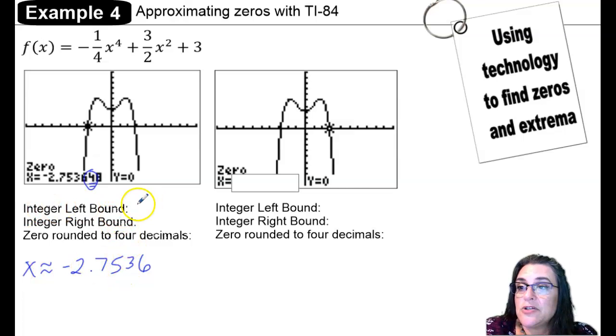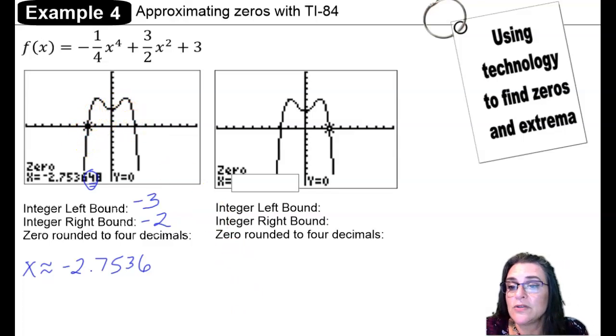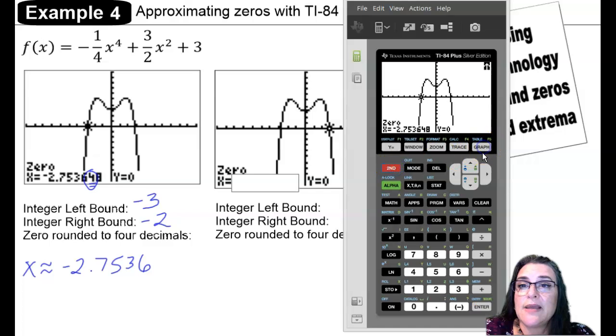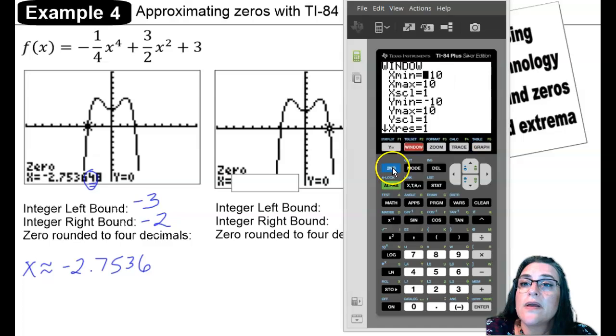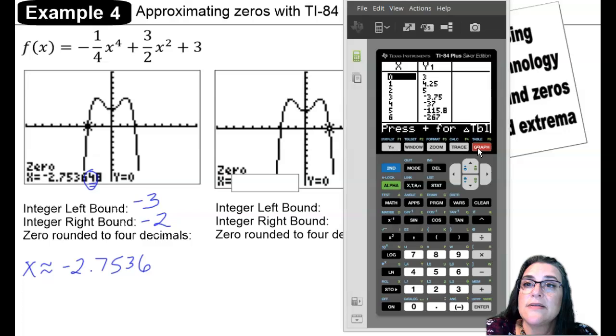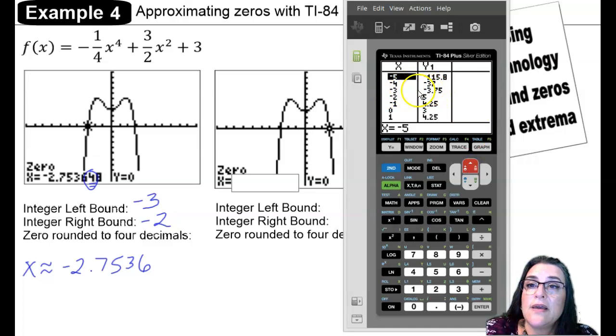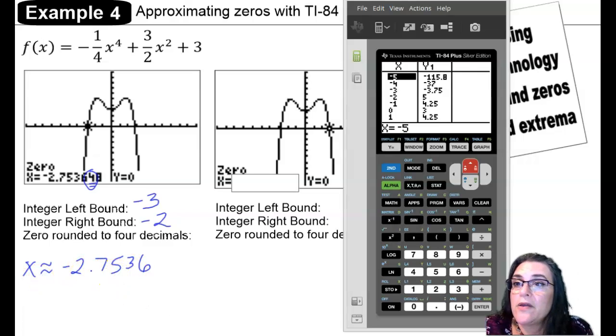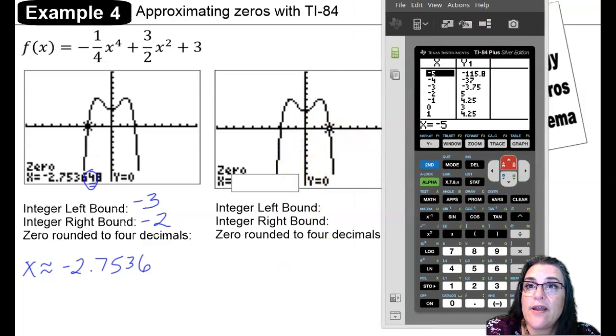Now we found that by using an integer left bound of negative 3 and an integer right bound of negative 2. That was where the sign change occurred, where the y values went from negative to positive. If I go to the table of ordered pairs, and I have to go back to my table set, I have it set to ask, so I'm going to change that back to auto. There we go. Now I can look at the table of ordered pairs, and as I back up to negative 2, negative 3, you can see that at negative 3 I have a negative y value, and at negative 2 it becomes a positive y value. That's the sign change we talked about in the last video in example 3. So that interval from negative 3 to negative 2 gives my left and right bounds that I use to find my approximate zero.